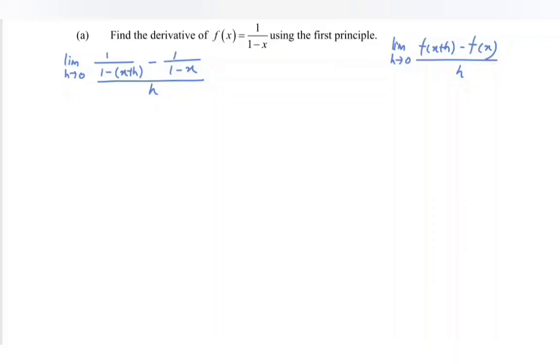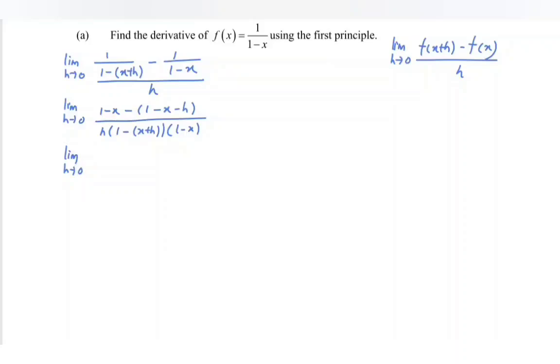Kindly equate the denominator. So limit when h approaching 0, we have 1 minus x minus bracket 1 minus x minus h, over h multiplied with 1 minus bracket x plus h, bracket multiplied with 1 minus x. So kindly expand and then simplify the situation given.